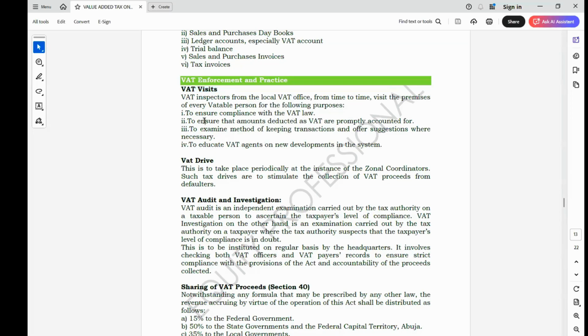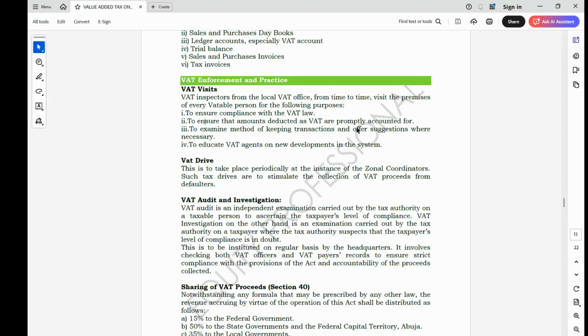Under this VAT visit, the local VAT office, the FIRS office that is closer to your company, can visit your company anytime without notice to look at your level of compliance, to look at whether you are complying with the VAT law, to ensure that you are deducting what is expected to be deducted. So the inspector from the local office from time to time visits the premises of every VATable person for the following purposes: to ensure compliance, and to ensure the amounts deducted as VAT are promptly accounted for.